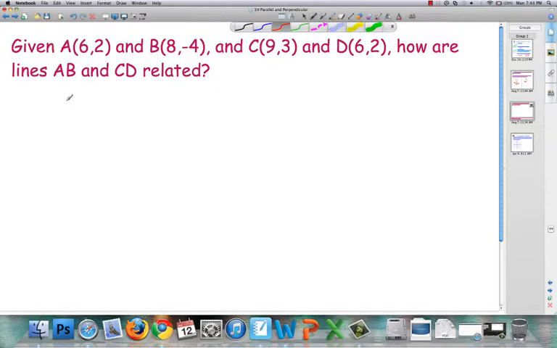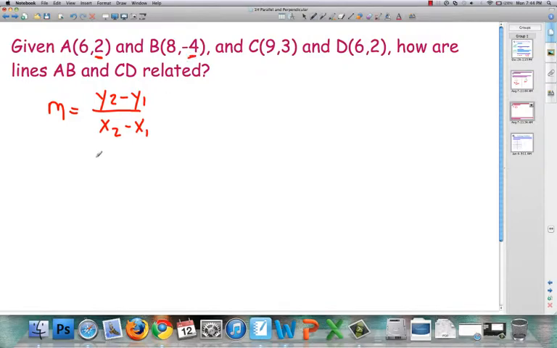So the slope formula, as you recall from the other day, is y2 minus y1 divided by x2 minus x1, or change in y over change in x. So in this case here, we could do 2 minus a negative 4 divided by 6 minus 8. And 2 minus a negative 4 is 2 plus 4, so that's 6. And 6 minus 8 is negative 2. So our slope is negative 3.